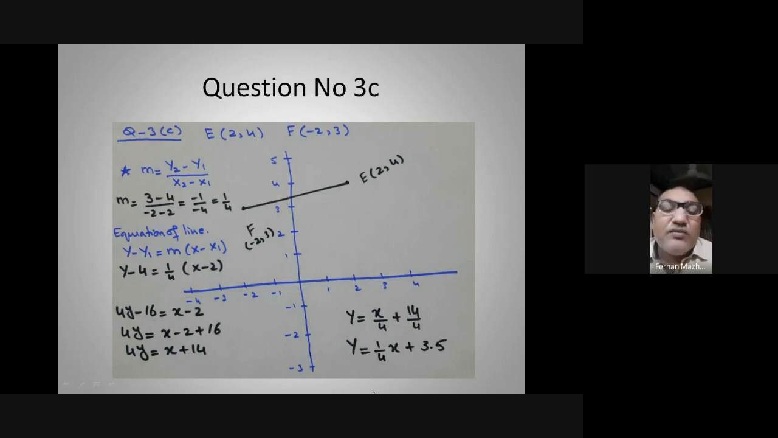Okay. Now, if you look at this carefully, remember this: if the y is alone and equals to x and a constant, the coefficient of the x is the gradient of that line. And this is the y-intercept. Okay. This was the question number 3C part. Do you understand?